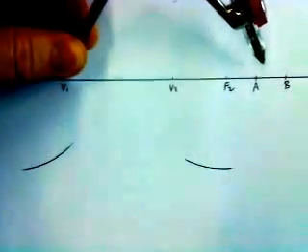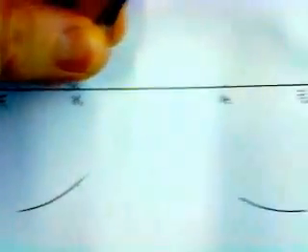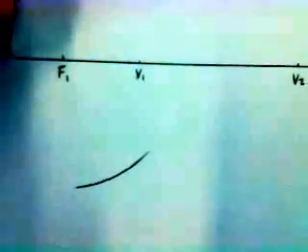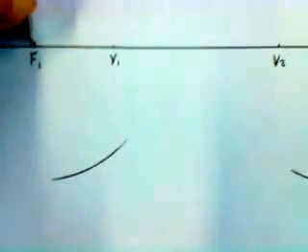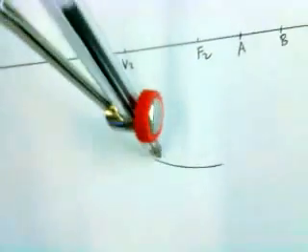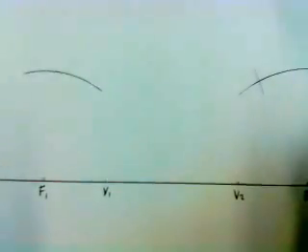The next thing I've done here is set a second radius, the point of the compass in V1, and I've opened the pen out as far as A. I'm going to use then that radius to come from F1, cut the arc above and below, and then go across to F2 and find the opposite points.